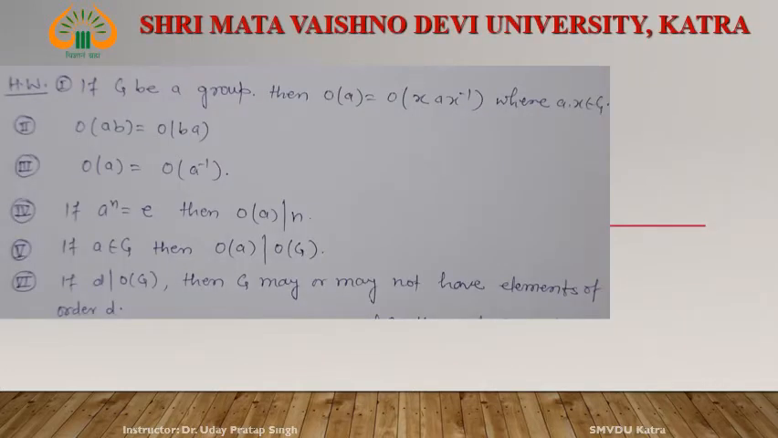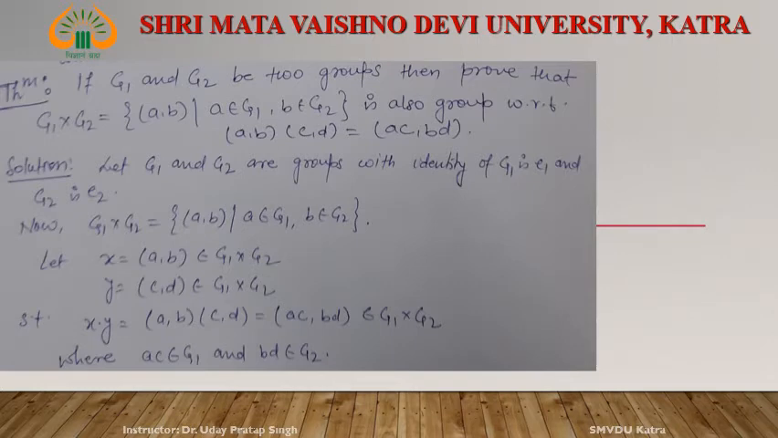Now see, this you have already studied in BSc class: if G is a group, then the order of A is equal to the order of x A x inverse, where A and x belong to G. Order of AB is the order of BA. Order of A is the order of A inverse. If A to the power n is identity, then the order of A divides n. If A belongs to G, then the order of A divides the order of G, right? If D divides the order of G, then G may or may not have an element of order D, right?